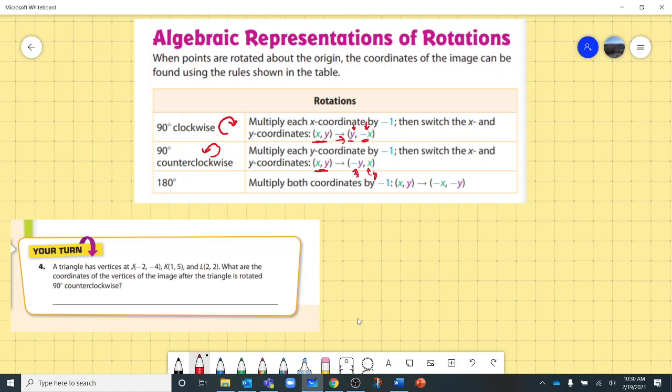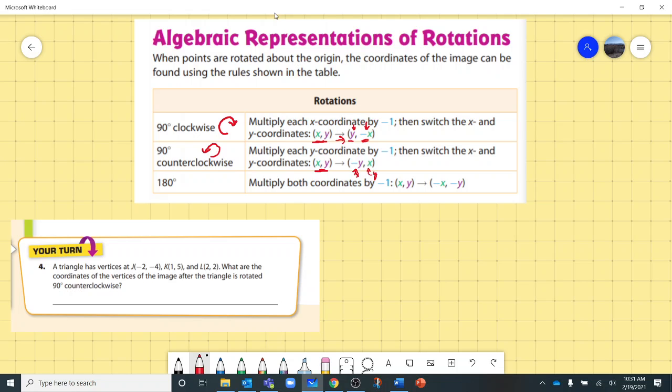So your turn, number 4. Try these on your own before you watch the video, or pause the video and try it. That way you get experience with it, and you can compare your notes and your answer to mine. Also, all of these, you need to be putting all of this in your notes. Okay, algebraic representations of translations, reflections, and rotations. All of that should be in your notes because it will come in handy. You do have quizzes and tests coming up.